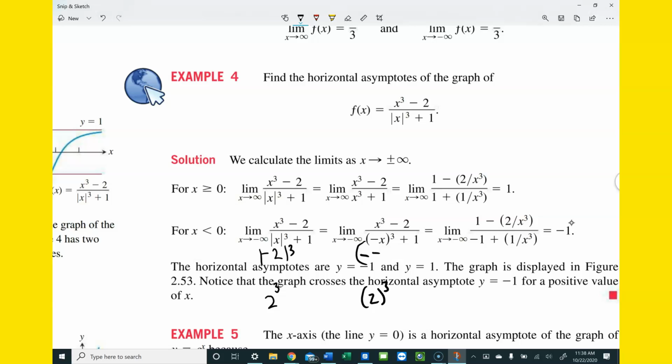So that is a way to get the absolute value bars out of the situation, so we can do it like a polynomial. So we just replace this for when x is less than 0, when x is negative, we can replace this with a negative x to the third power, and it'll act just like this. Then we divide them all by x cubed.